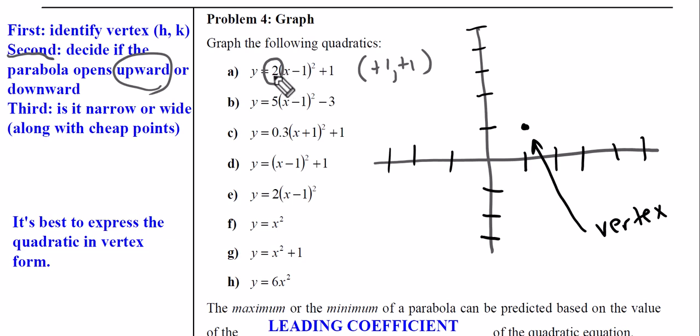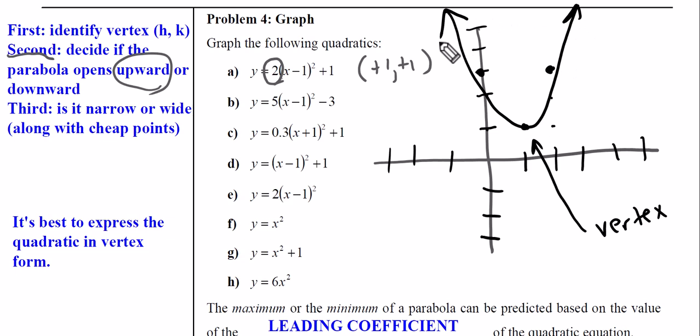Well, check this out. Here is what I call cheap points. So this is definitely a point on this parabola. I'm going to go 1 over and 2 up. And then from here I'm going to go 1 over and 2 up. That's a point. That's a point. Connect them. We're done graphing. That's it.